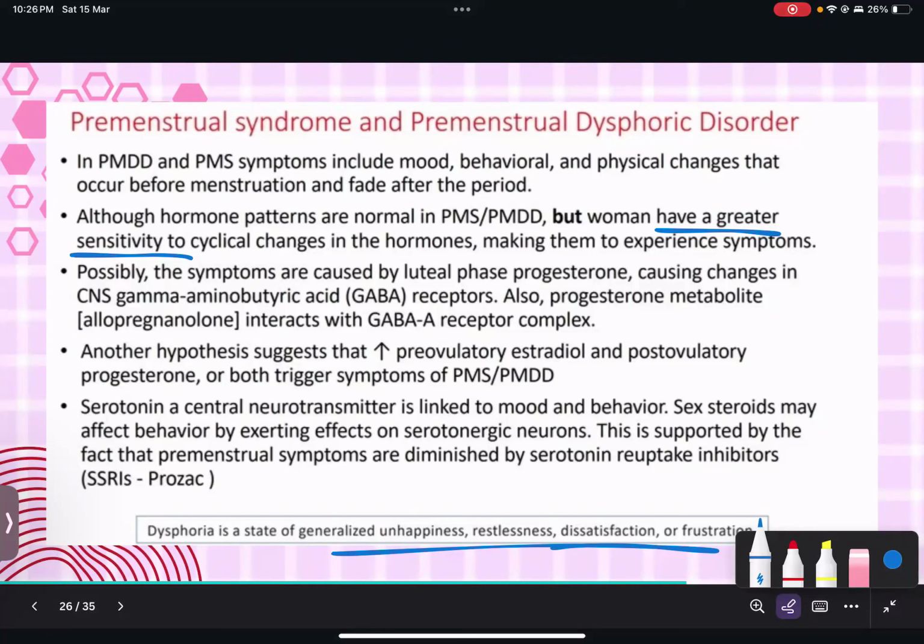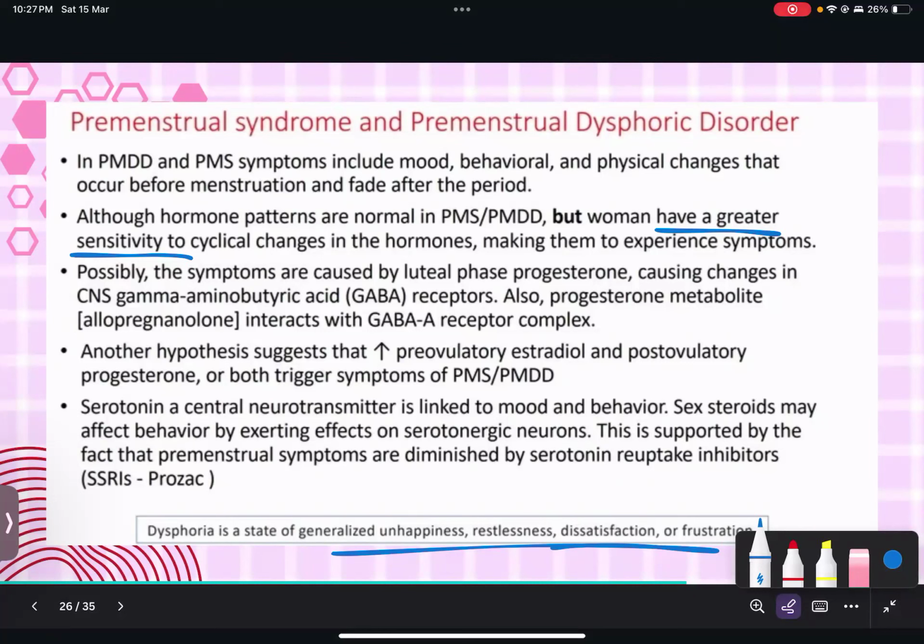Okay. Another hypothesis is that the increased pre-ovulatory estrogen and the post-ovulatory progesterone, or both, trigger the symptoms. So remember how we said during the follicular phase, or the first half of the menstrual cycle, there's more estrogen, and during the second half, there's more progesterone. This increase of the estrogen or the progesterone or both of them will trigger the symptoms of the PMS and PMDD.